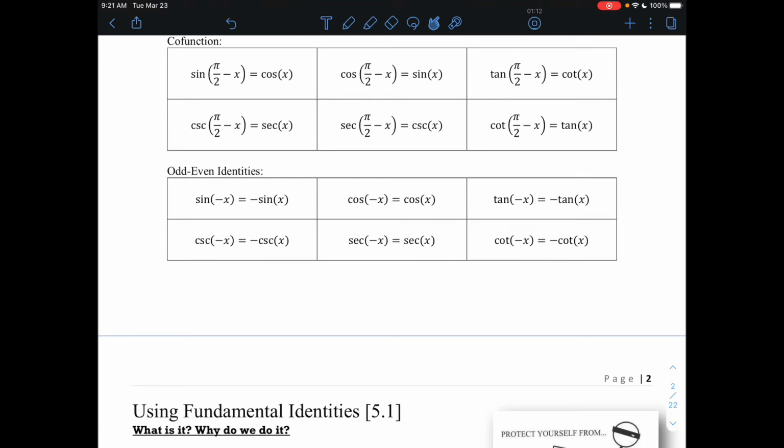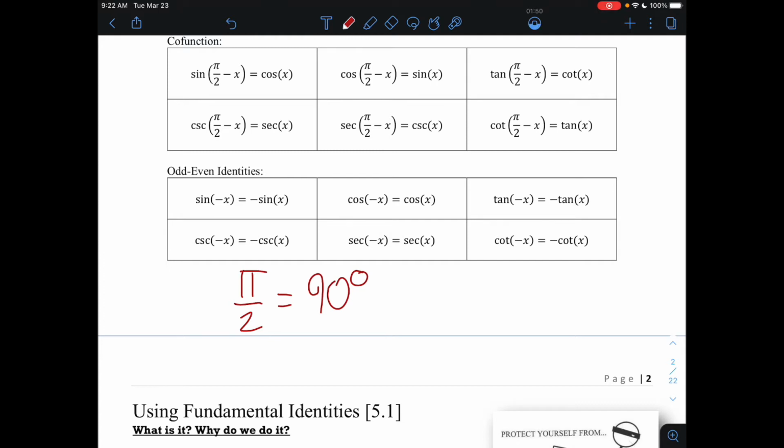So the cofunction identities are, if you have a sine that is equal to pi over 2 minus x, that is equal to cosine. Also, all of the pi over 2's can be replaced for your 90 degrees. So any of the times when you see a pi over 2, it can be replaced for a 90 degree, forward and backwards. So these allow us to take examples of one trig function and replace them for another trig function.